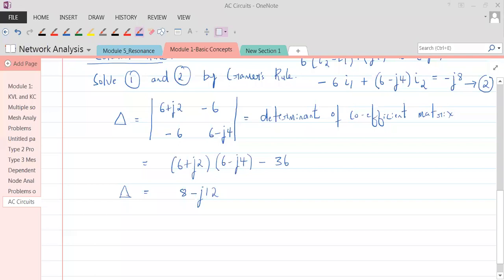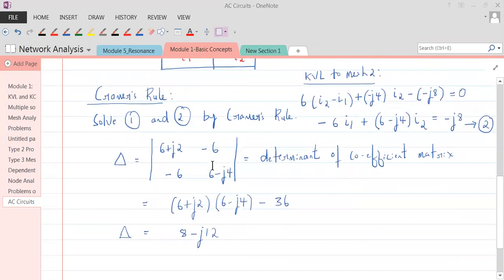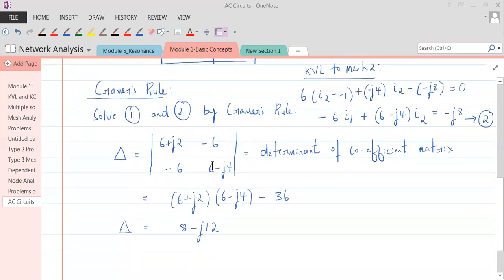Is this okay with everybody? This is going to be 8 minus j12. Now, how does this become 8 minus j12? How to do this with the calculators is something I'll tell you in some other session. First, let me give you the feel of how the problem is going to be.